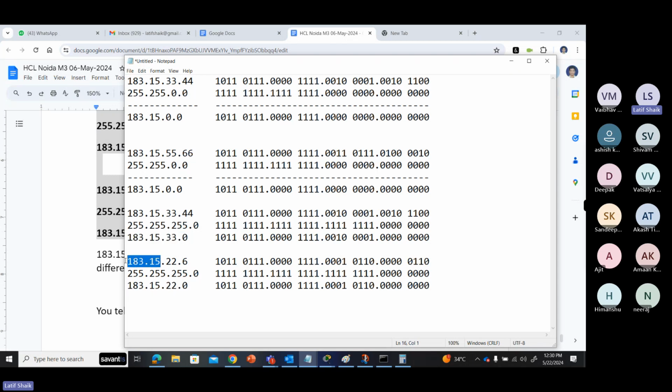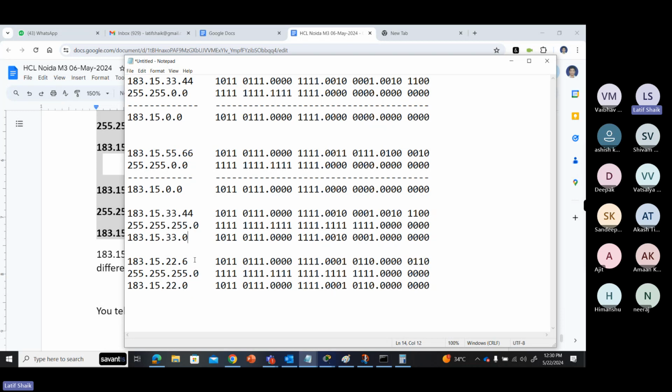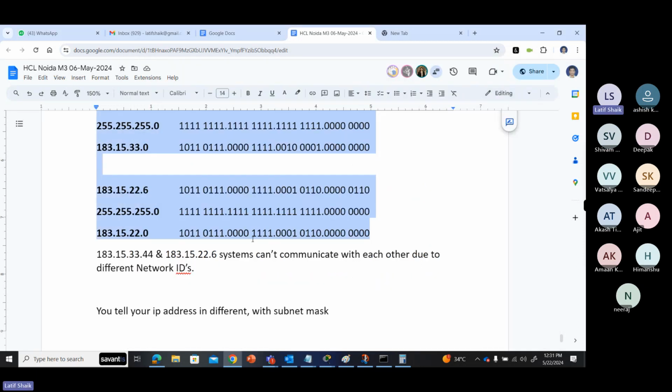It looks like the same network, right? These all look like the same network, but actually it is not the same network. So these are all different networks. This is a different network, this is a different network. How? Different network IDs. How did it become a different network ID? Because I changed the subnet mask. Instead of using the default, I changed it. Then automatically it becomes a different network. If both are different networks, they can't communicate with each other because their network IDs are different.